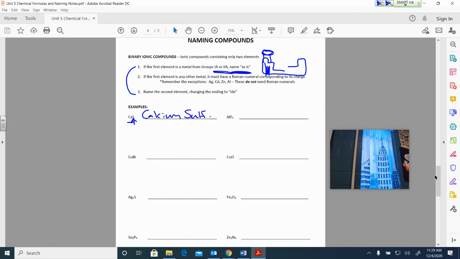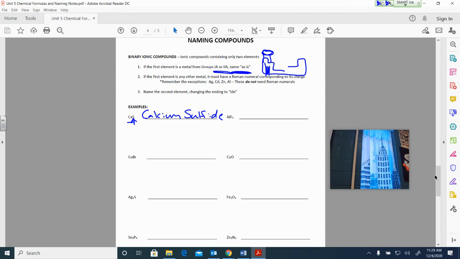Calcium sulfide. So if the metal is in the first 2 columns in the table, it's literally just write down. And the non-metal that was sulfur, I change to sulfide. Done. Okay, let's choose one that doesn't follow just those 2 rules. It uses the second one.